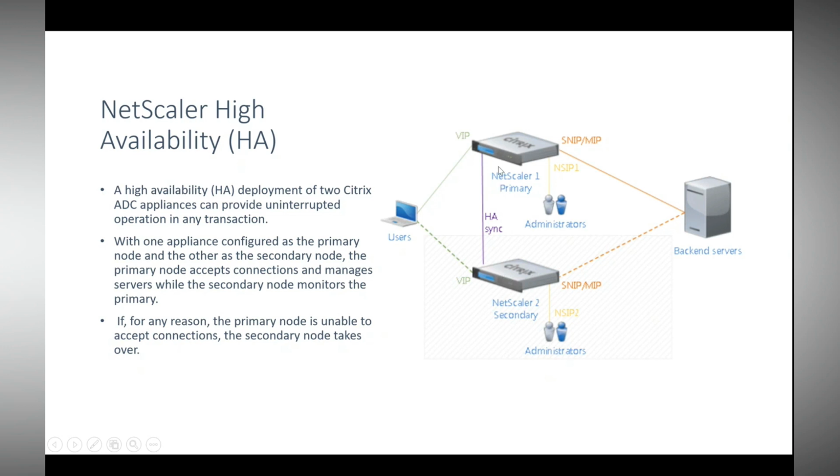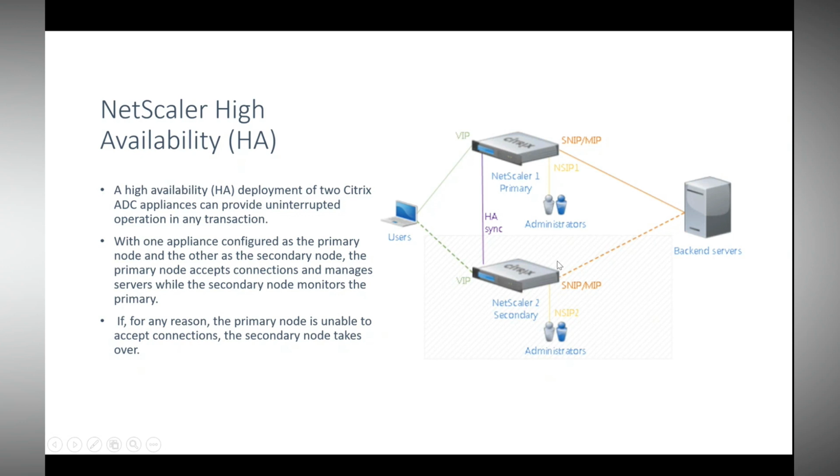It will send a heartbeat signal at some interval, some milliseconds or seconds, and if it does not get any acknowledgement for the heartbeat, then it will consider the primary is down and it will take over the role of primary, and then it will start receiving all the user traffic. So this is how HA works.